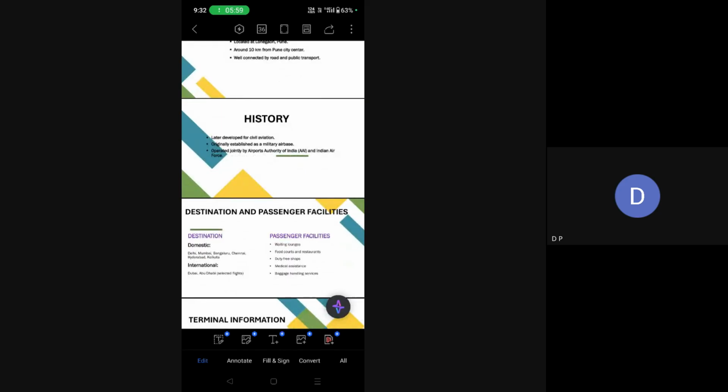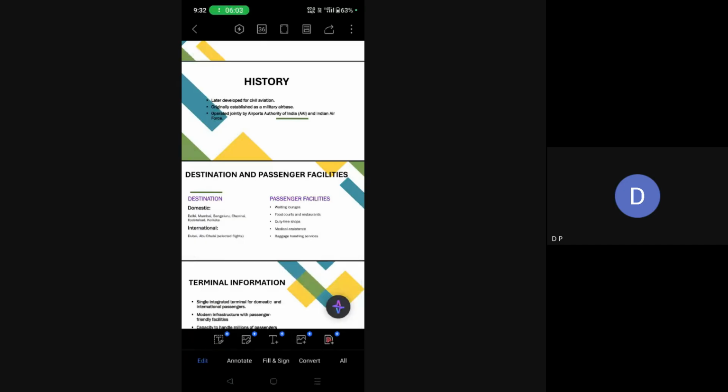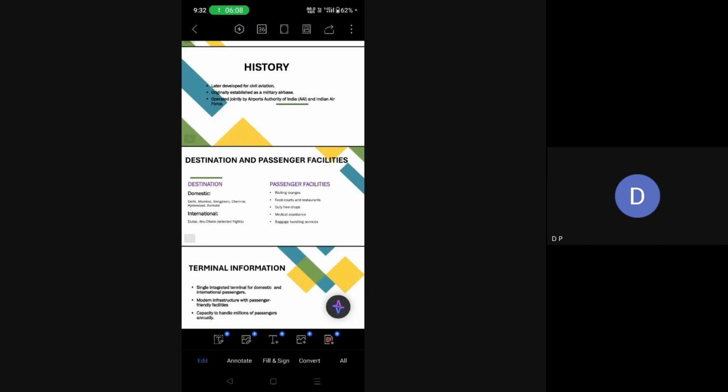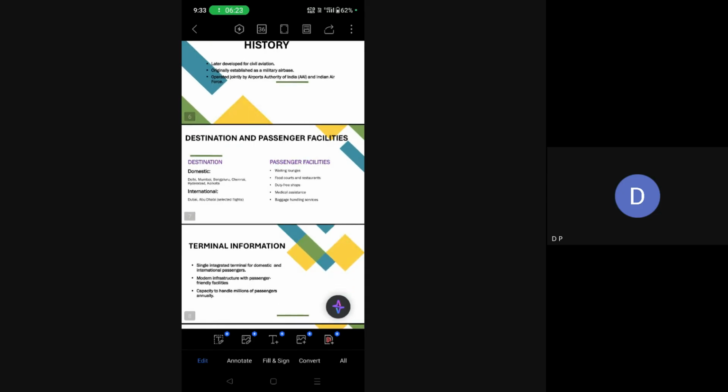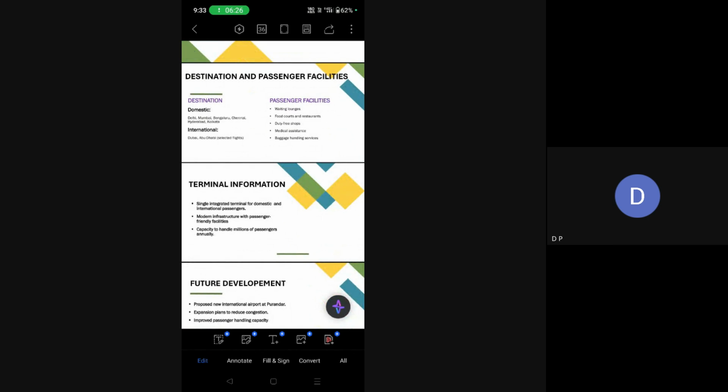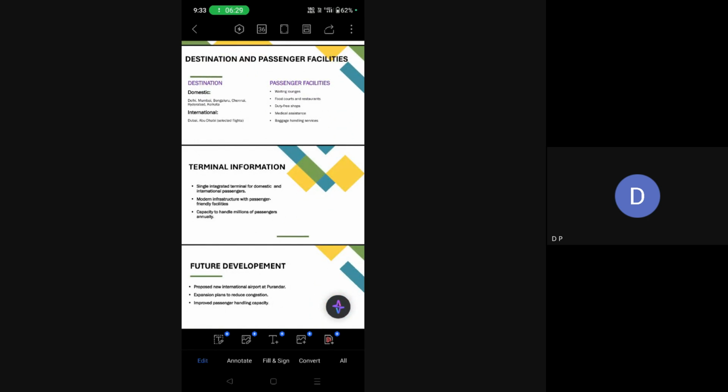The destinations and passenger facilities. Domestic destinations: Delhi, Mumbai, Bangalore, Chennai, Hyderabad, and Kolkata. International: Dubai, Abu Dhabi, selected flights. The passenger facilities are waiting lounges, food courts and restaurants, duty free shops, medical assistance, and baggage handling services. Terminal information of Pune International Airport: single integrated terminal for domestic and international passengers, modern infrastructure with passenger friendly facilities, capacity to handle millions of passengers annually.